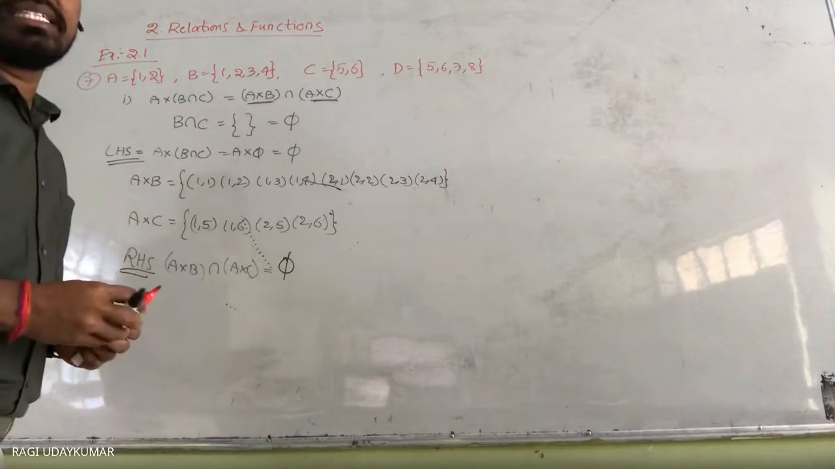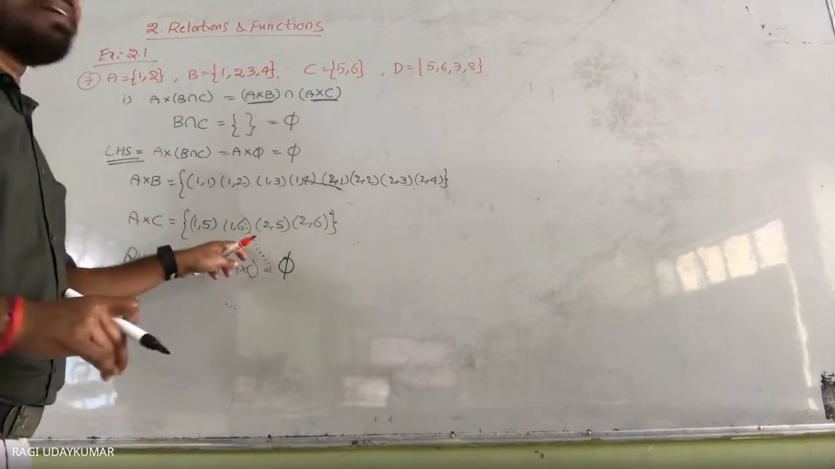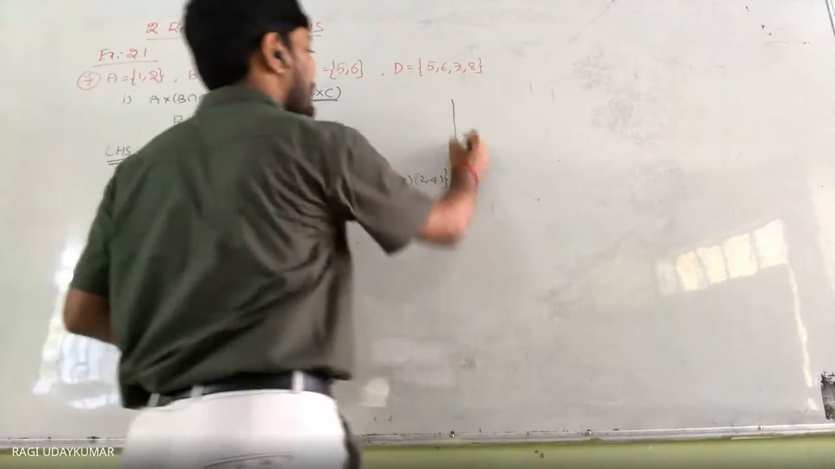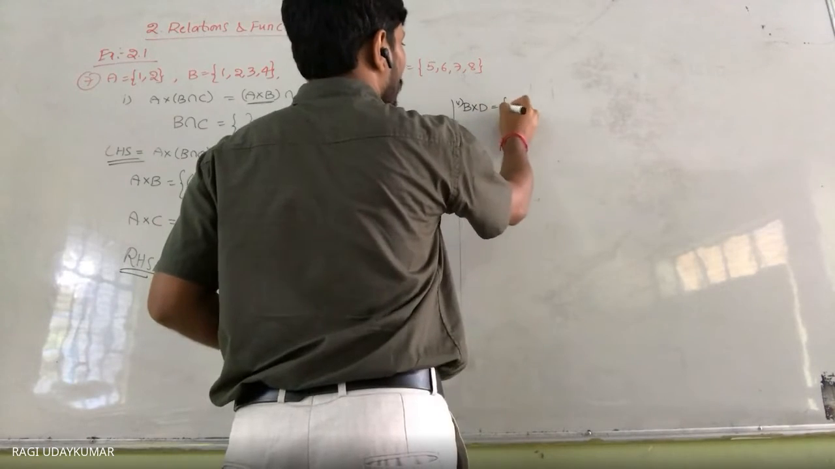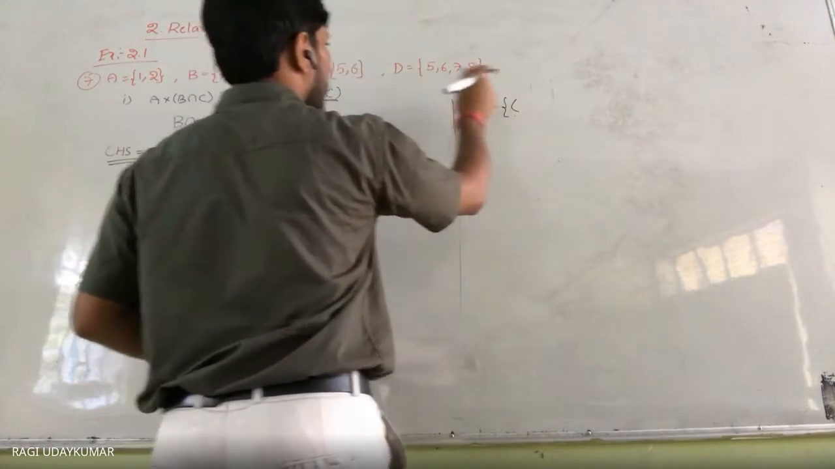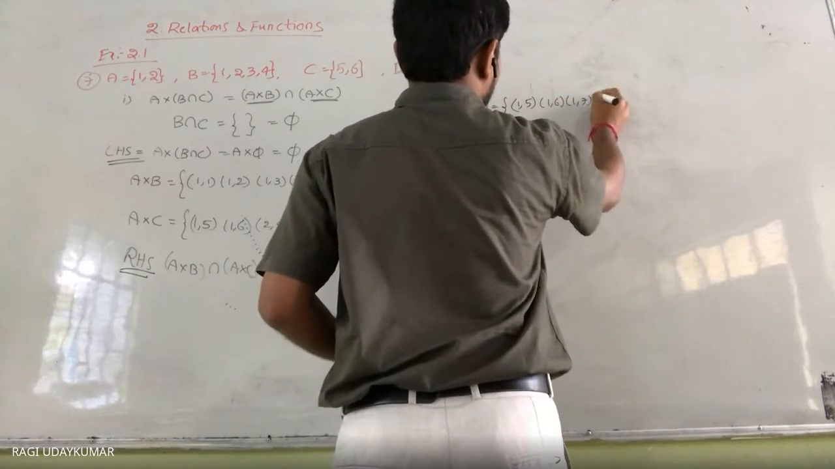And the next part is that A cross C is a subset of B cross D. A cross C we have already found. Now find B cross D. What extra do we need to do? We need to find B cross D. So what is B cross D? B has 1, 2, 3, 4. We will get 1, 5, 1, 6, 1, 7, 1, 8.